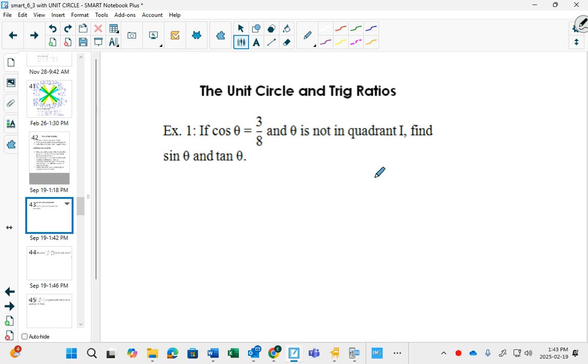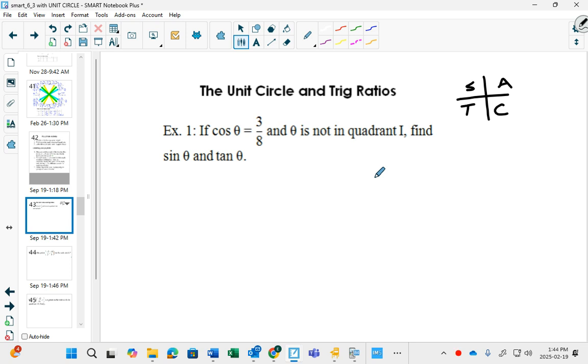you are going to have to use a lot of information that you've known in the past. For this example, you need to know how the CAST rule works. If cos of theta is 3/8 and it's not in quadrant 1, which quadrant is it in? It's going to be in quadrant 4, because cos of theta is positive 3/8.